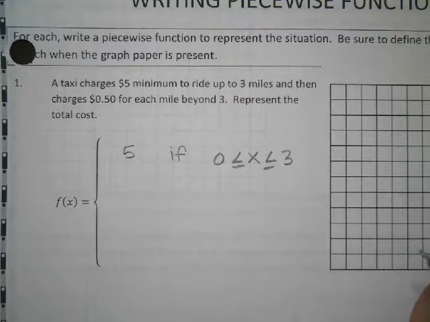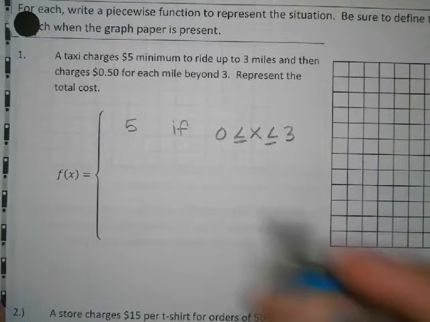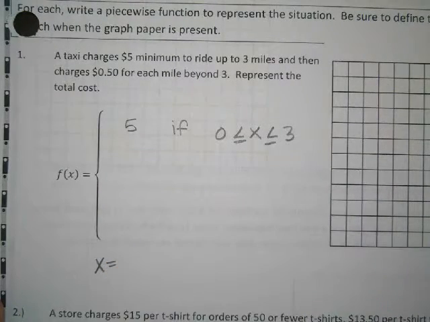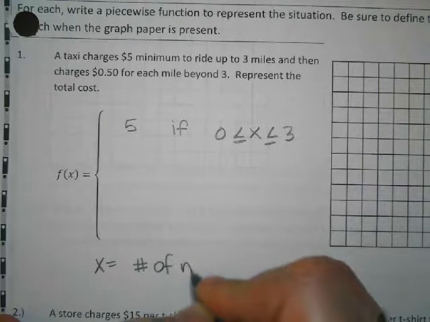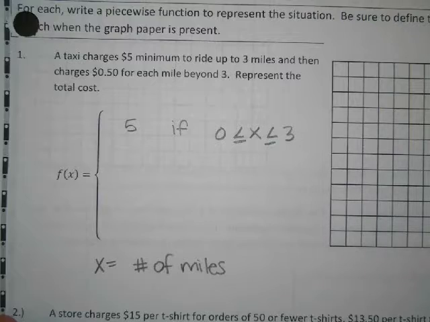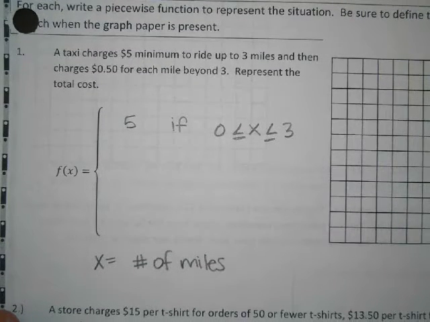Okay? So before we go further, let's go ahead and write down what x represents. What does x represent in this problem? The number of miles. I'm going to be real specific. The number of miles. Okay. So if we ride between 0 and 3 miles, we're going to pay $5.